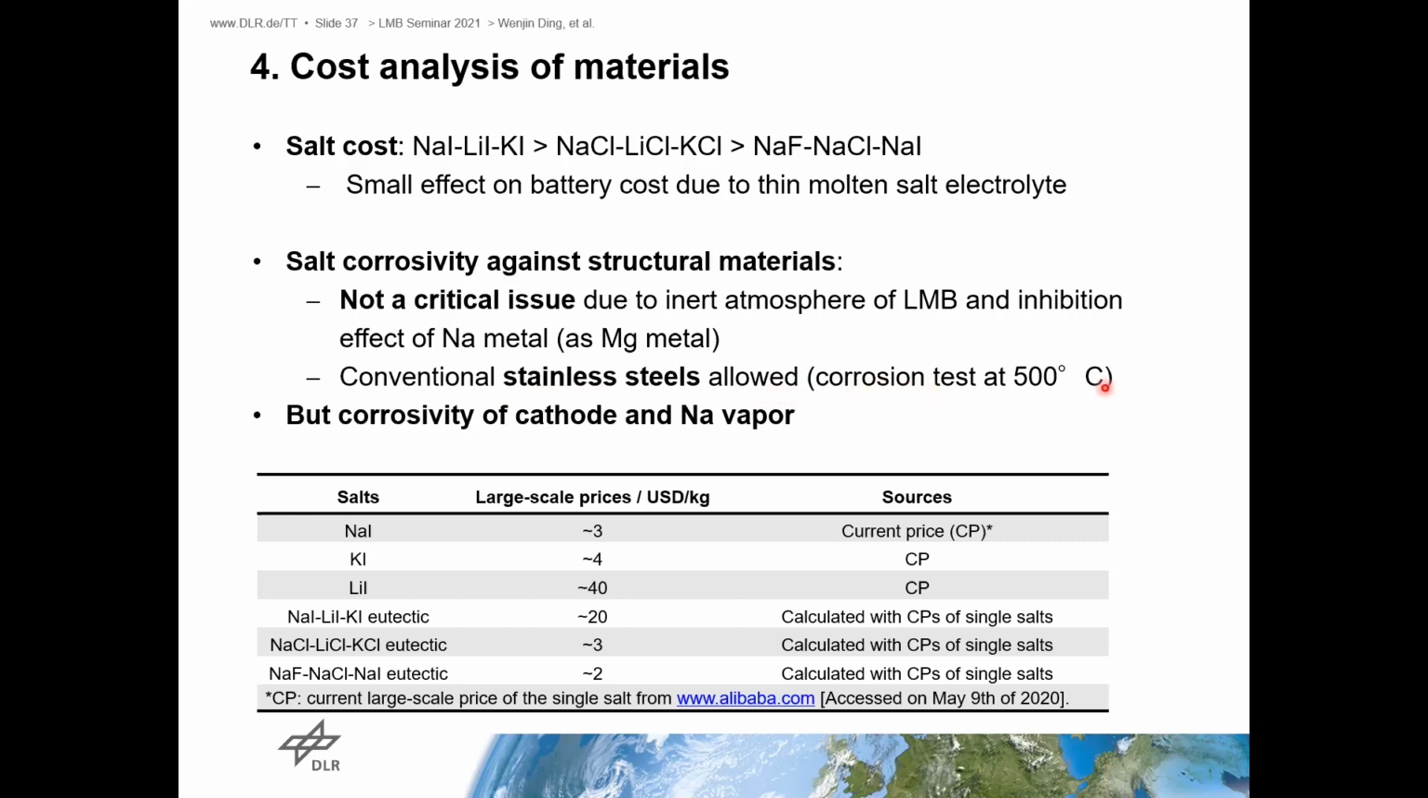We also did the corrosion test at 500 degrees C, and it also shows no problem. But maybe the problem is the corrosivity of the heavy metal cathode, and also the sodium vapor. So we need more study in this area to ensure the battery's safety.